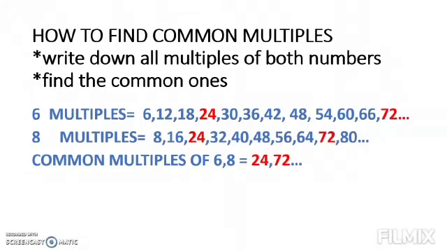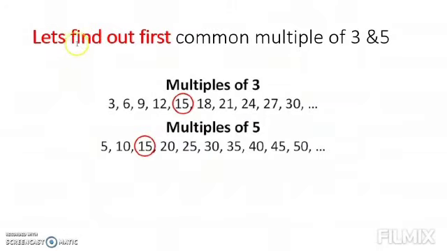Now let us see one more example. If it is asked, find out the first common multiple of 3 and 5, what do we do? First, write down the multiples of 3 and then write down the multiples of 5 also. And then we look for which one is common. Yes, we can see very clearly here, 15 is the multiple which is there in the table of 3 and in the table of 5 also. And it is the first common multiple. We can see here, very nice, 30 is the second common multiple in the table of 3 and 5.